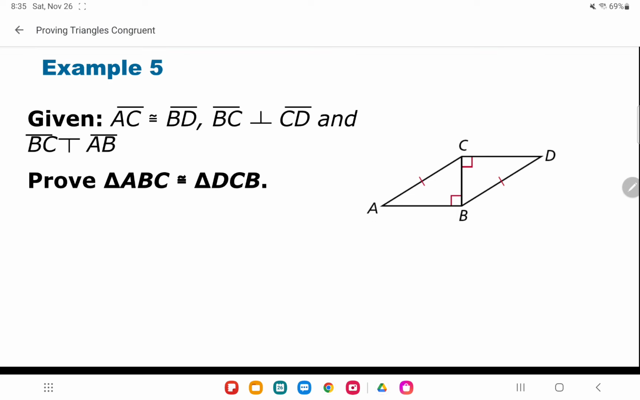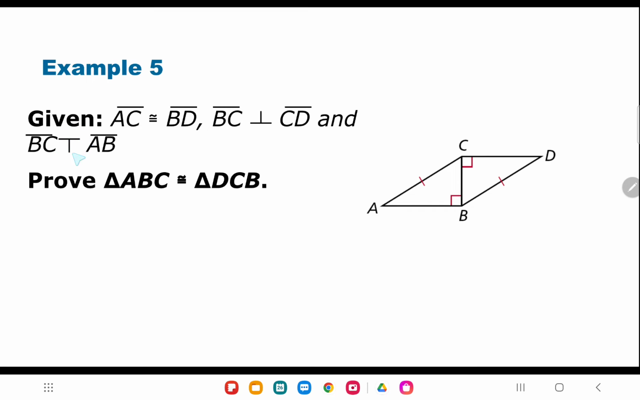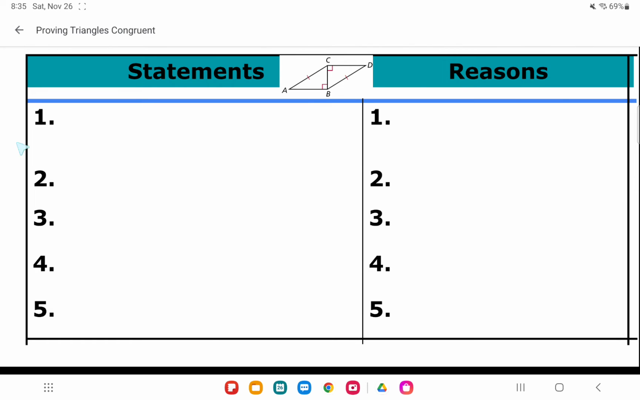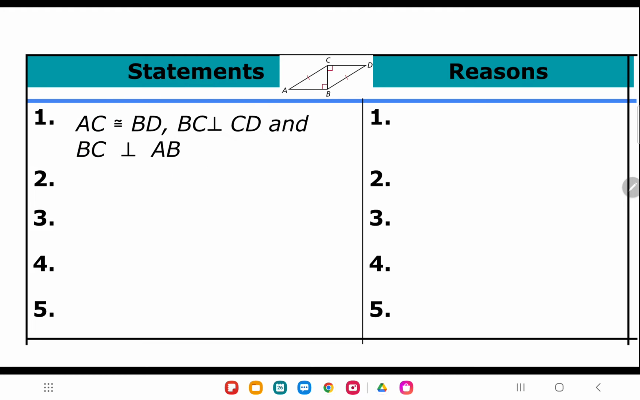Okay, my figure is upside down here, but I'm given that CB is perpendicular to AB. CB is also perpendicular to CD, and I have congruent segments at AC and BD. I want to prove these two triangles congruent here. That would be ACB and DBC. So here's all of my givens given to us at once.